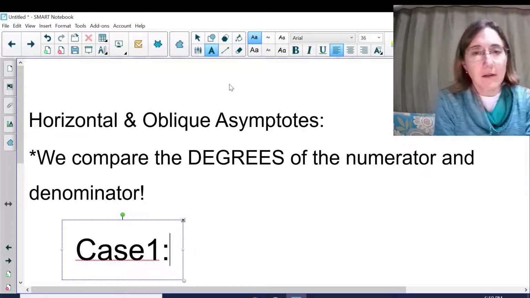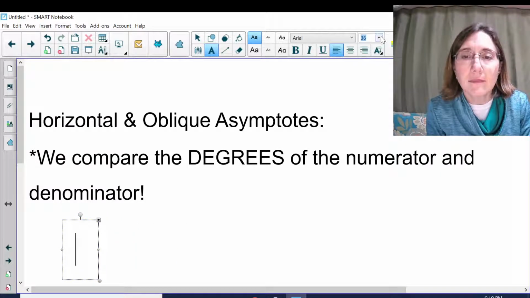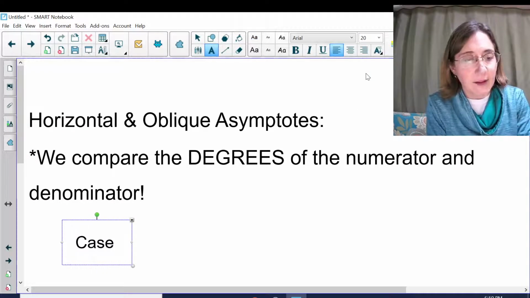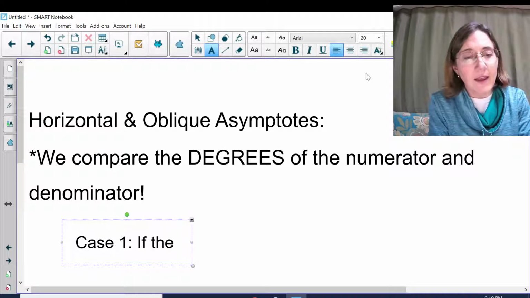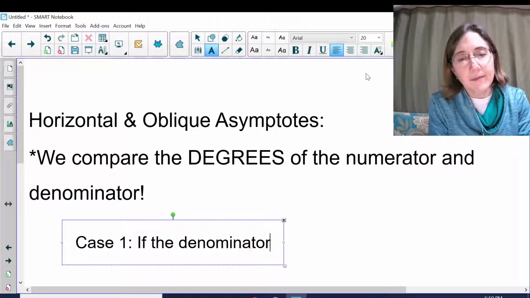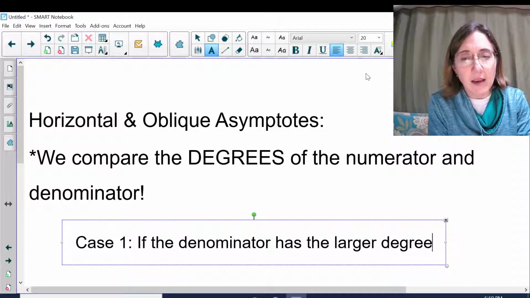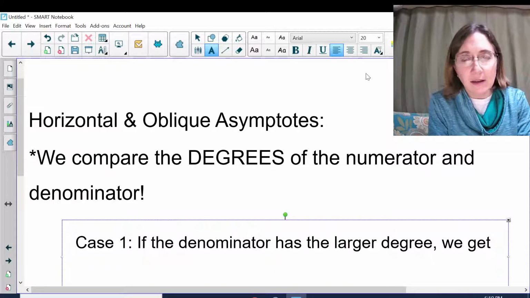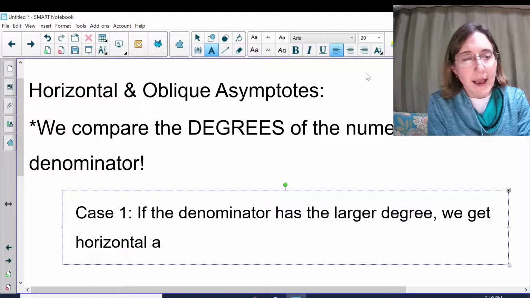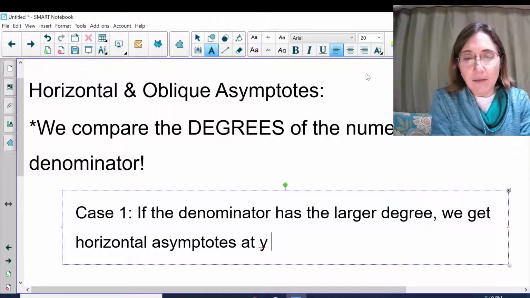Case 1. If the denominator has the larger degree, we get horizontal asymptotes at y equals 0.